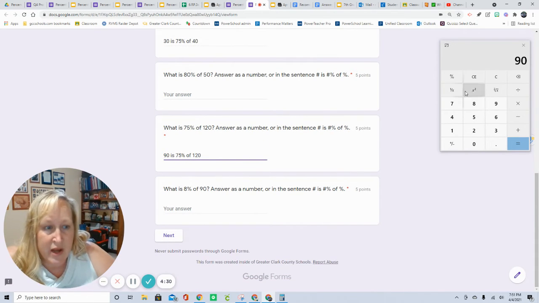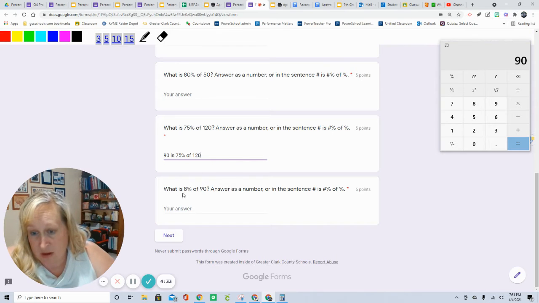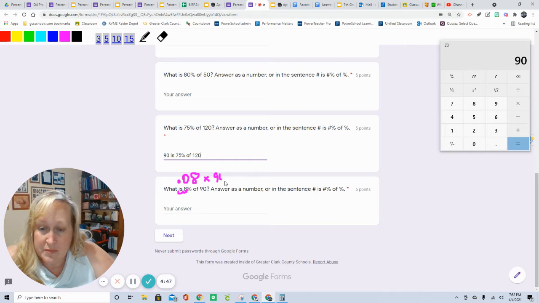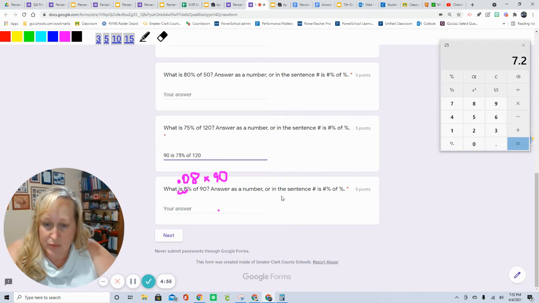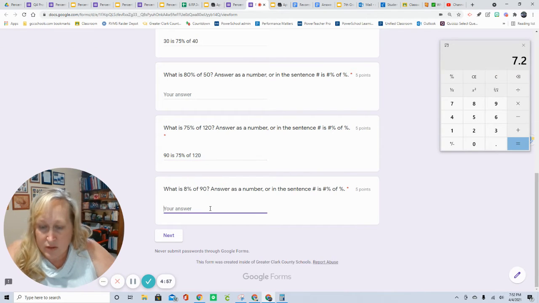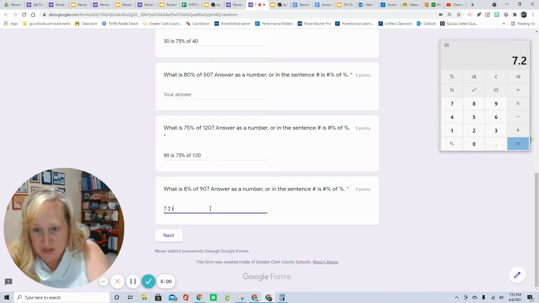So let's do this next one, and I've made my choice. I want to convert this. So 8%. I have to remember that I have to bounce twice. So to change this one to a decimal, that needs to be 0.08 of 90, so times 90. And I'm going to come over here. I'm going to do 0.08 times 90 equals 7.2. So 7.2 is 8% of 90. All right, hit next.